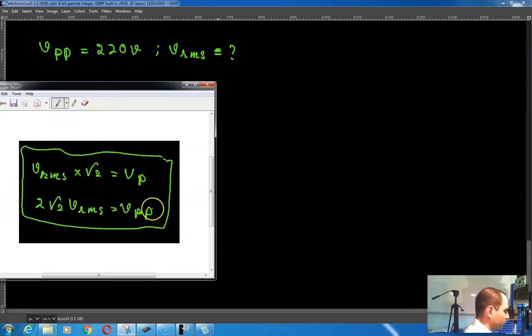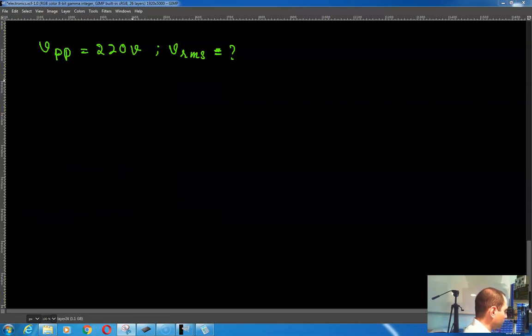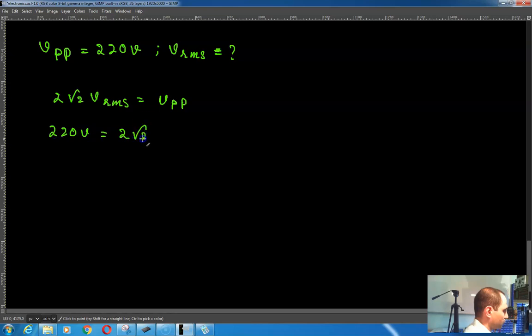Over here we have a relationship between V of PP and V of RMS. 2 square root of 2 V of RMS is equal to V of PP, right? So that means that V of PP, which is 220 volts, is equal to 2 square root of 2 times V of RMS. And this is in volts, of course.